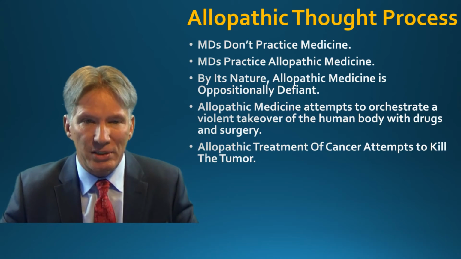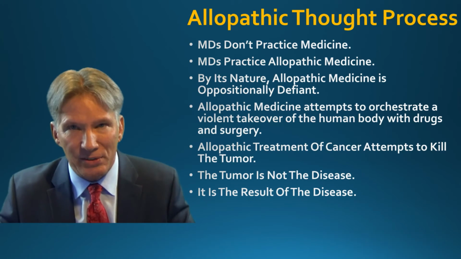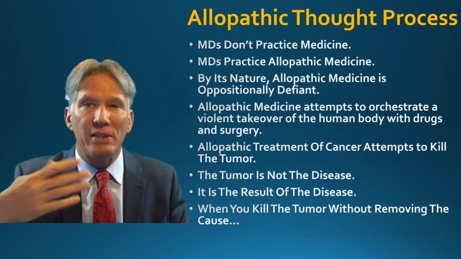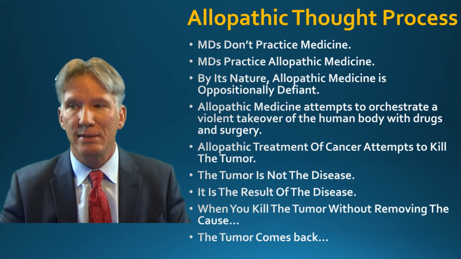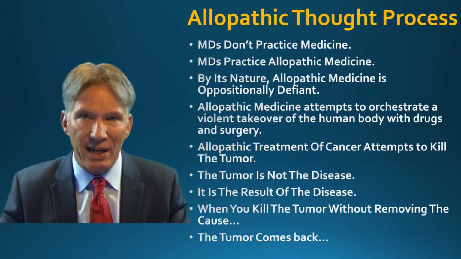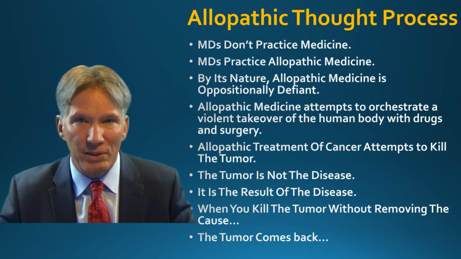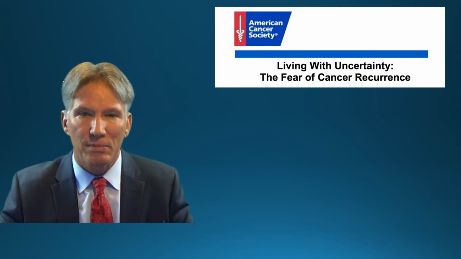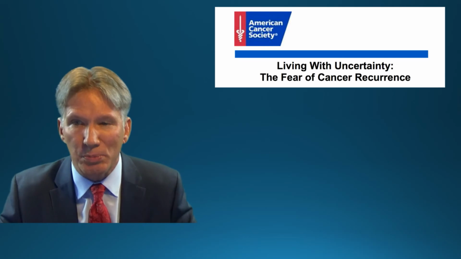Allopathic treatment of cancer attempts to kill the tumor. However, the tumor is not the disease. It is the result of the disease. Do you get it? So, when you kill the tumor without removing the cause, what happens? Tumor comes back, which is one of the biggest problems with cancer treatment. It comes back. And when it comes back, it's 10 times worse than it was originally. For goodness sakes, the American Cancer Society has a whole booklet about living with uncertainty, the fear of cancer recurrence. It tells patients how to deal with the fact that, guess what, your cancer is probably going to come back.